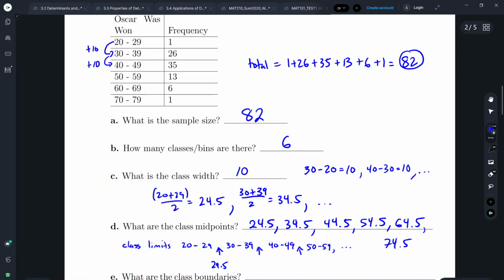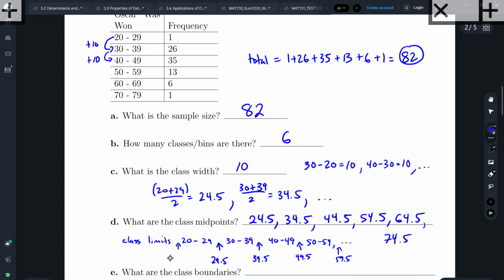And following a similar calculation, you can see the boundary here would be 39.5. This would be 49.5, 59.5, and so on. And we also want a boundary at the very beginning, right? So if this pattern follows, the boundary before 20 would be 19.5.